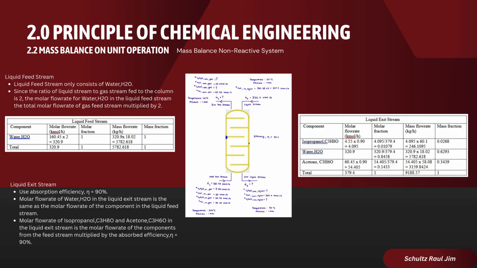The liquid feed stream only consists of water. The molar flow rate of water would be the total molar flow rate of gas stream multiplied by 2, considering the ratio assumption. In the liquid exit stream, molar flow rate of water stays constant, while the molar flow rate for both isopropanol and acetone would be the molar flow rate of the component from the gas feed stream multiplied with the absorption efficiency, which is 90%.